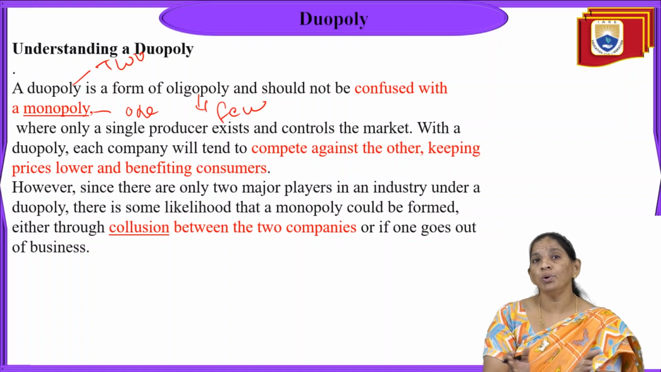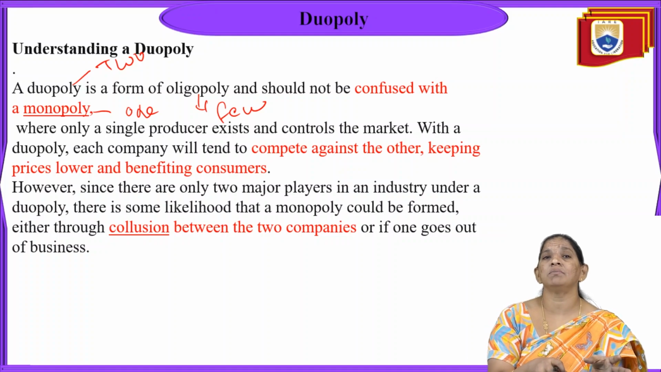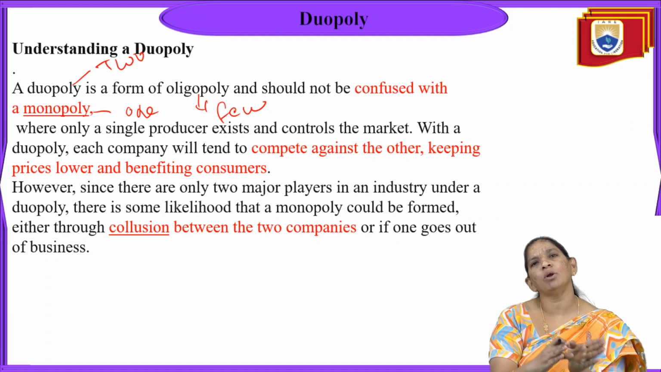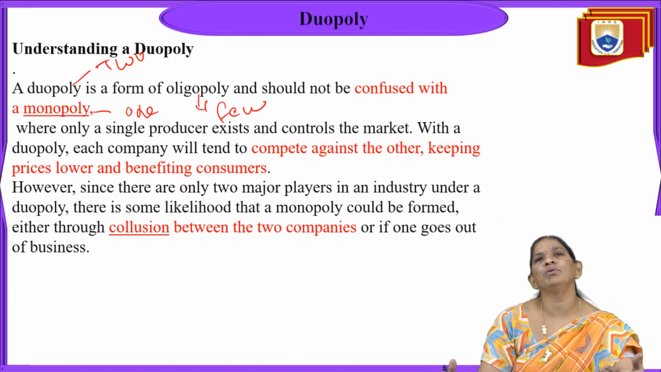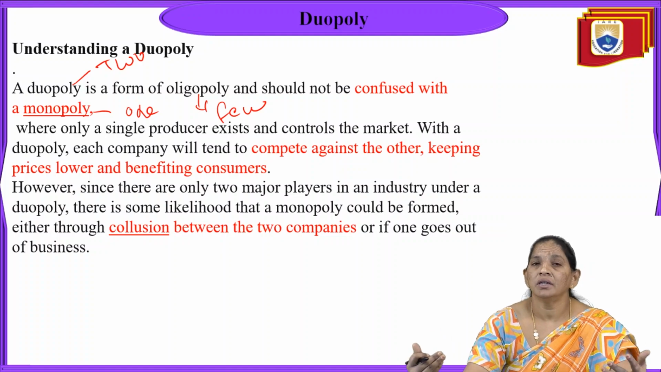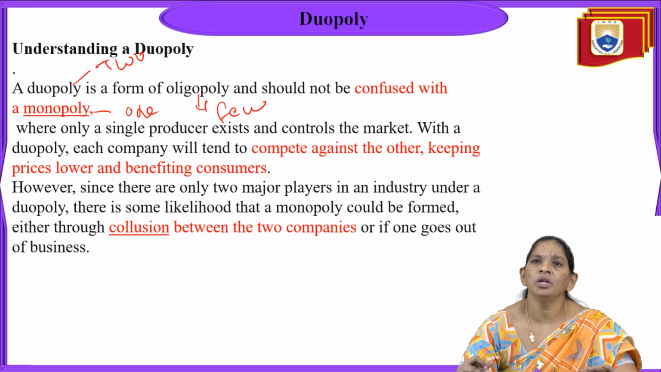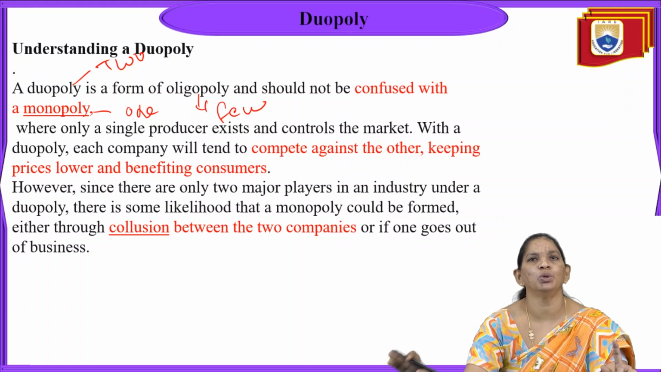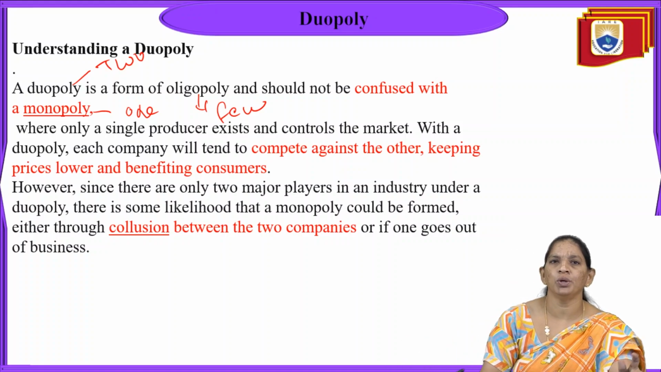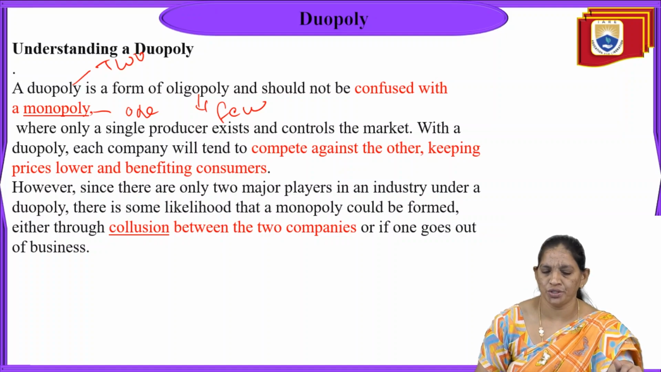Or if a monopoly is there and one person attacks the market and enters that same industry, this monopoly will automatically be converted into a duopoly. So there is a chance of conversion from monopoly to duopoly, and from duopoly to monopoly also, based upon external market situations.